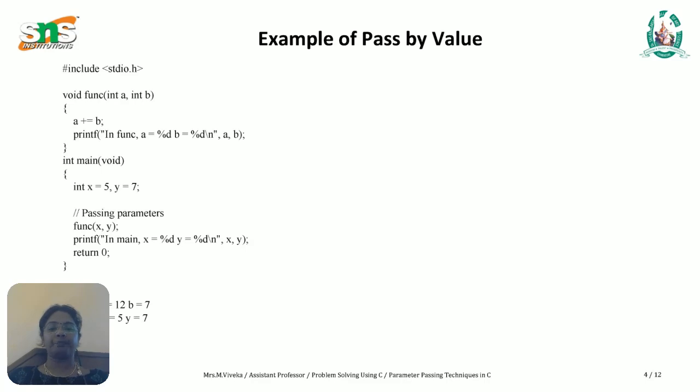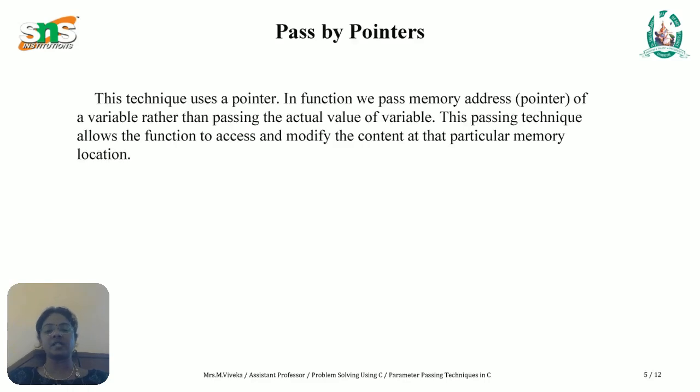First, the added value of a and b will be printed as 12 and 7. Next, the values of x and y alone are printed as 5 and 7. So this is pass by value. We are just passing the value, so it does not affect the x and y values; it affects only the a and b values.